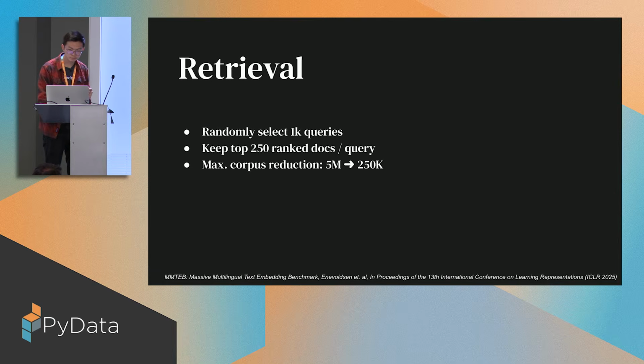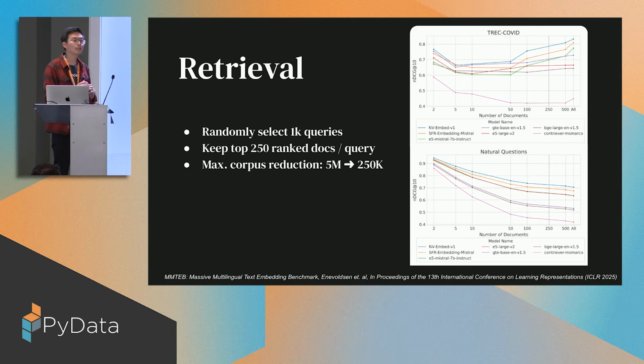For retrieval, we randomly selected 1,000 queries from these bigger data sets that we have identified, and then we kept only the top 250 documents per query. And that actually led to a 20 times reduction for one of the bigger data sets.